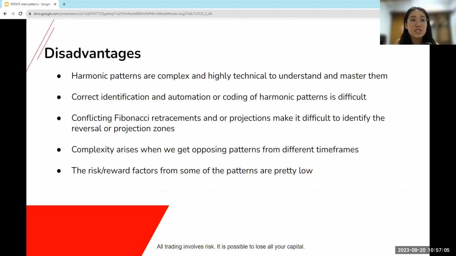Okay, some disadvantages are that they are quite complex and technical to understand and master. But like I mentioned earlier, as long as you have the basics or you kind of know what you're looking for, once you master the art of Fibonacci, then you've kind of got it under your belt.